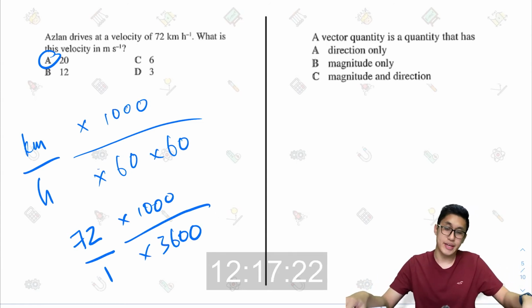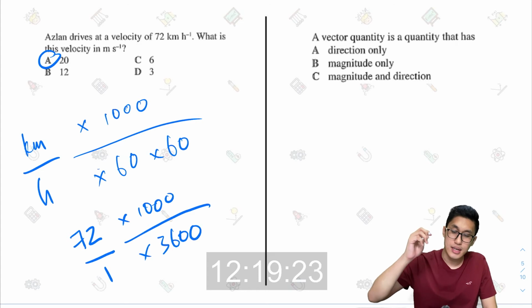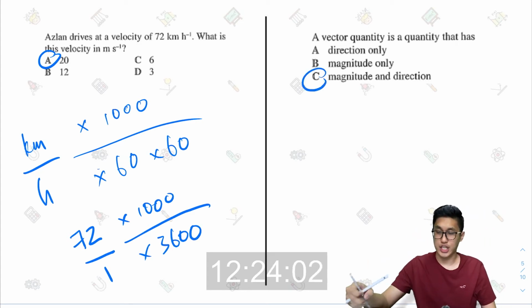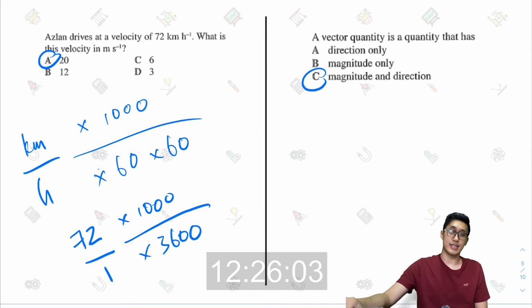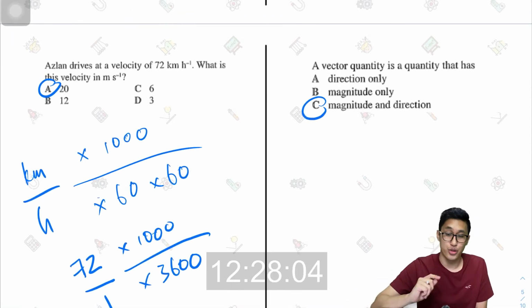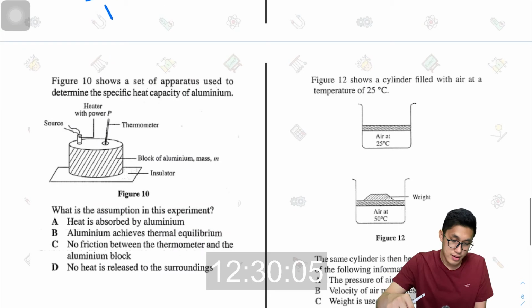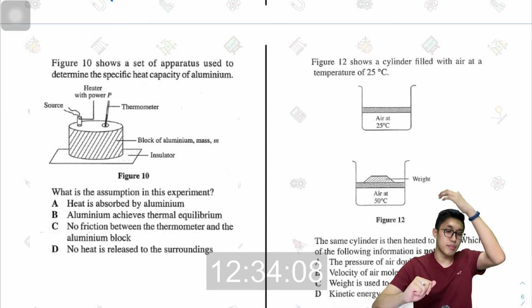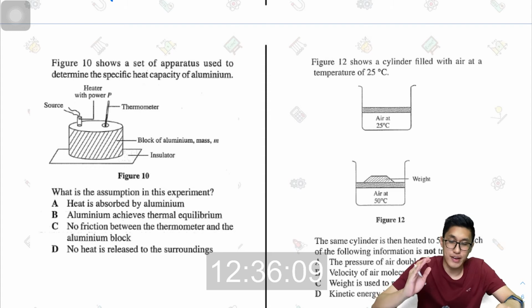And a vector quantity is a quantity that has magnitude and direction. Okay, magnitude and direction. A scalar quantity is something that only has magnitude, no direction. Okay.